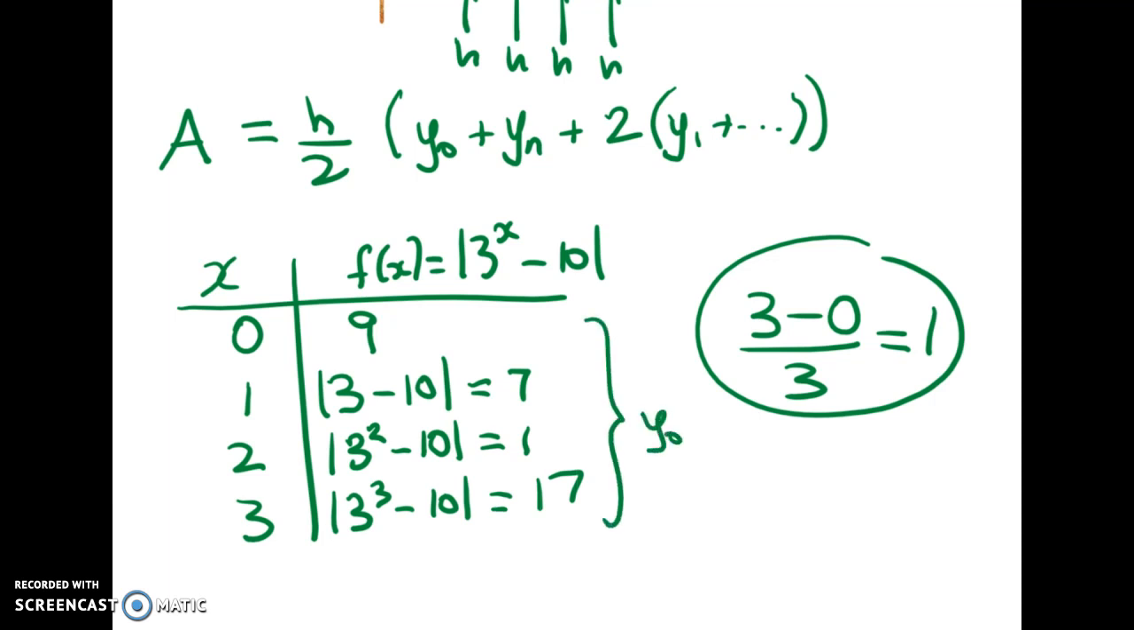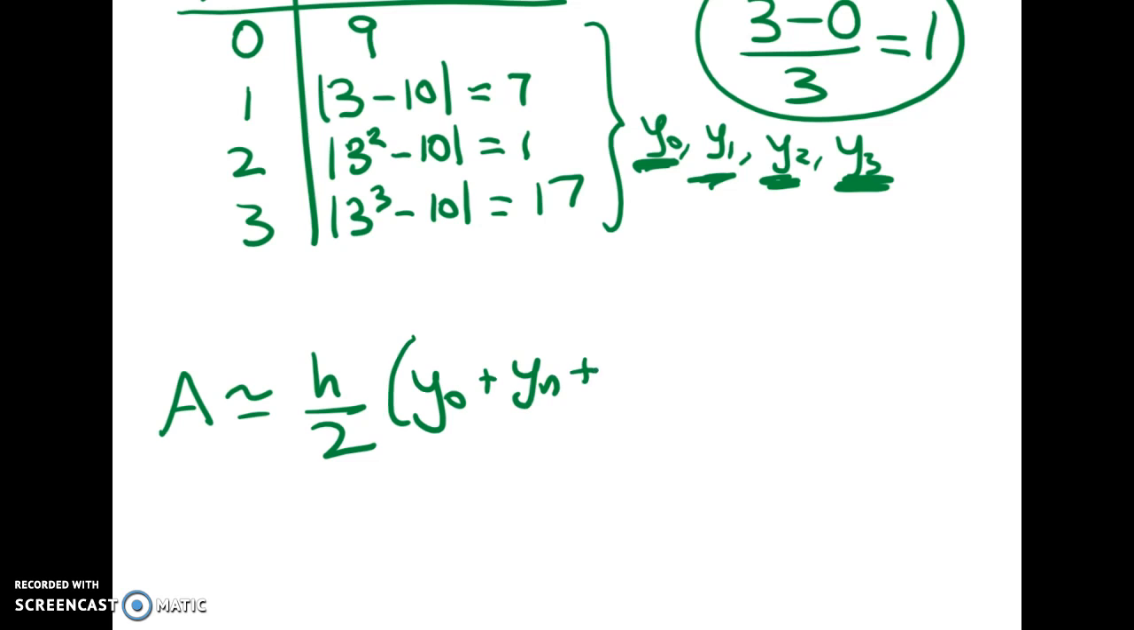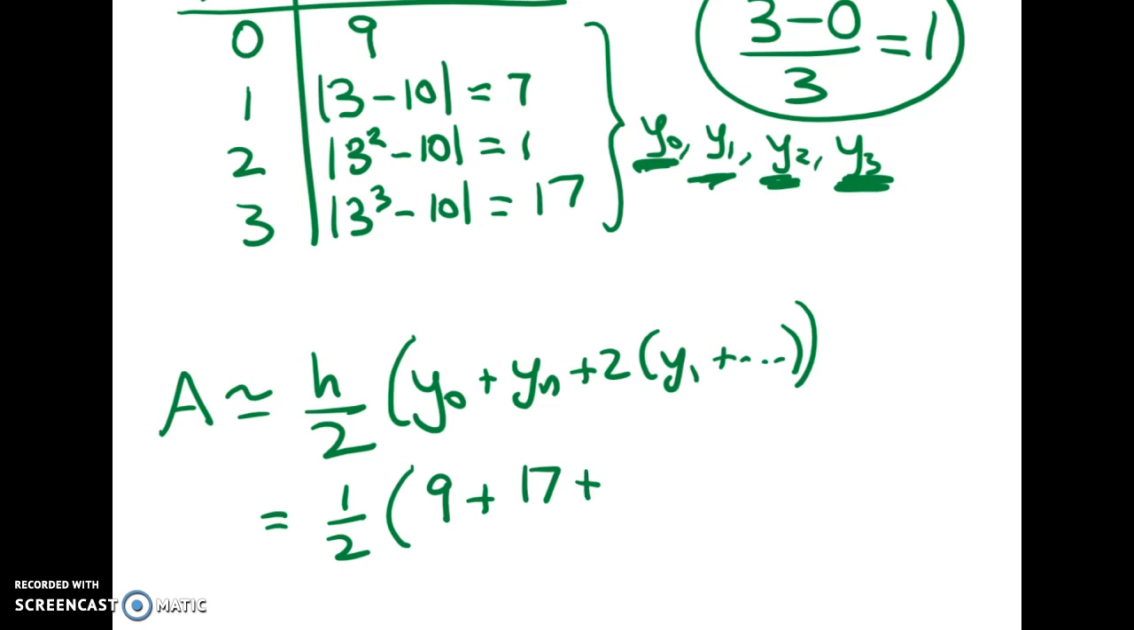So these things here are y0, y1, y2 and y3, and y0 and y3 are going to be included once, and these ones are going to pop up twice. So the area is approximately, well, the width of each interval, just writing it out one more time, h is going to be 1. So here we're going to have 1/2 times 9 plus 17 for my endpoints, plus 2 times the rest of the values.